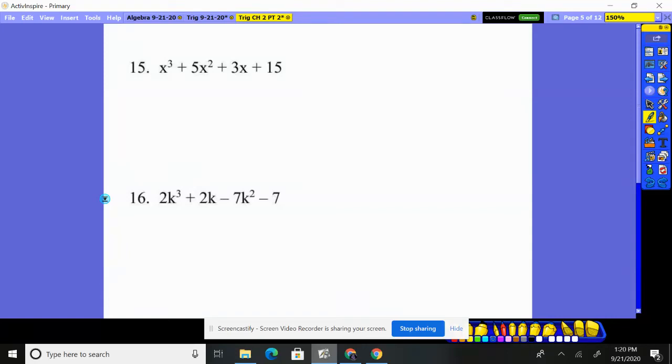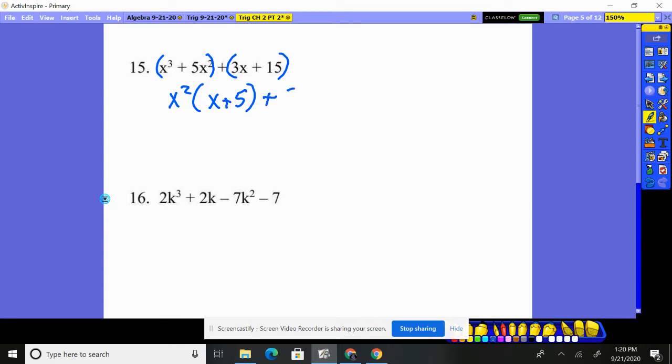15, I see 4 pieces here, or 4 terms is the correct wording. That tells me, hey, it's factor by grouping. So I'm going to group these and then factor out. So let's see, what factors out of an x cubed plus 5x squared? I can factor out an x squared. That'll leave behind an x plus 5.